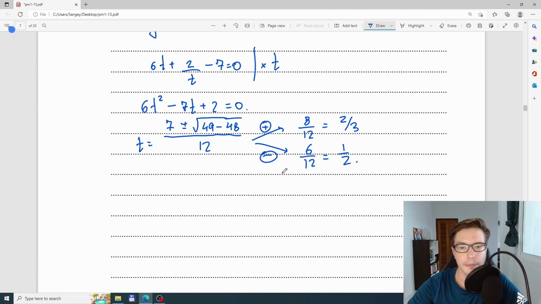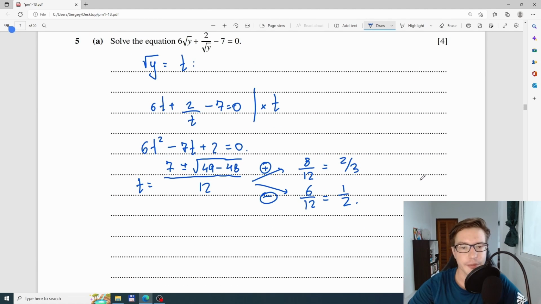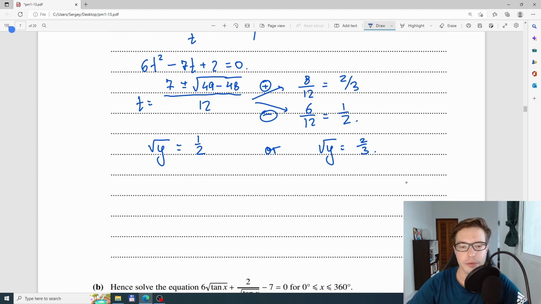Now, that's not the final answer yet, because that's only t. So let's substitute back. Then we'll get square root of y equals 1 over 2, or the second case, the square root of y equals 2/3. Now square both, and we'll get the final answer. Answer: it's going to be 1 over 4, or 4 over 9.